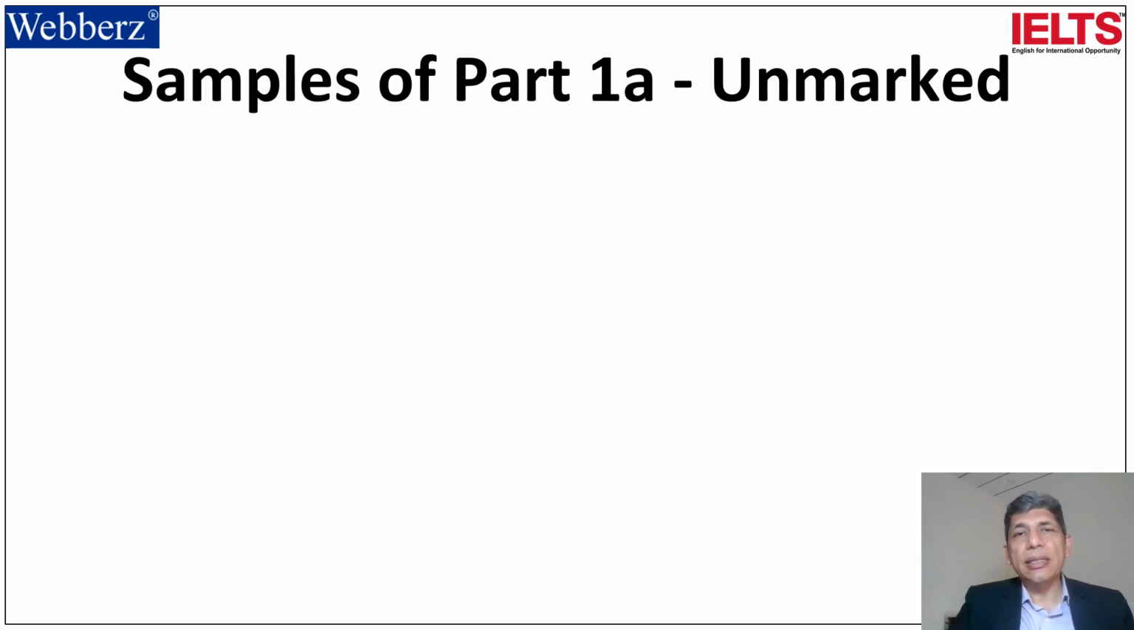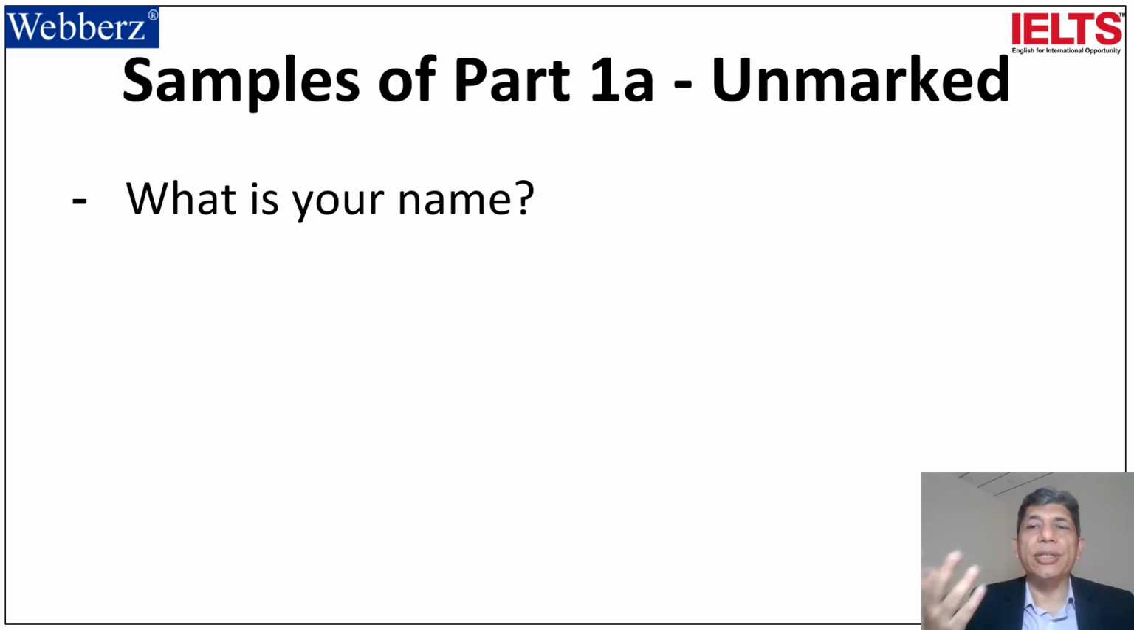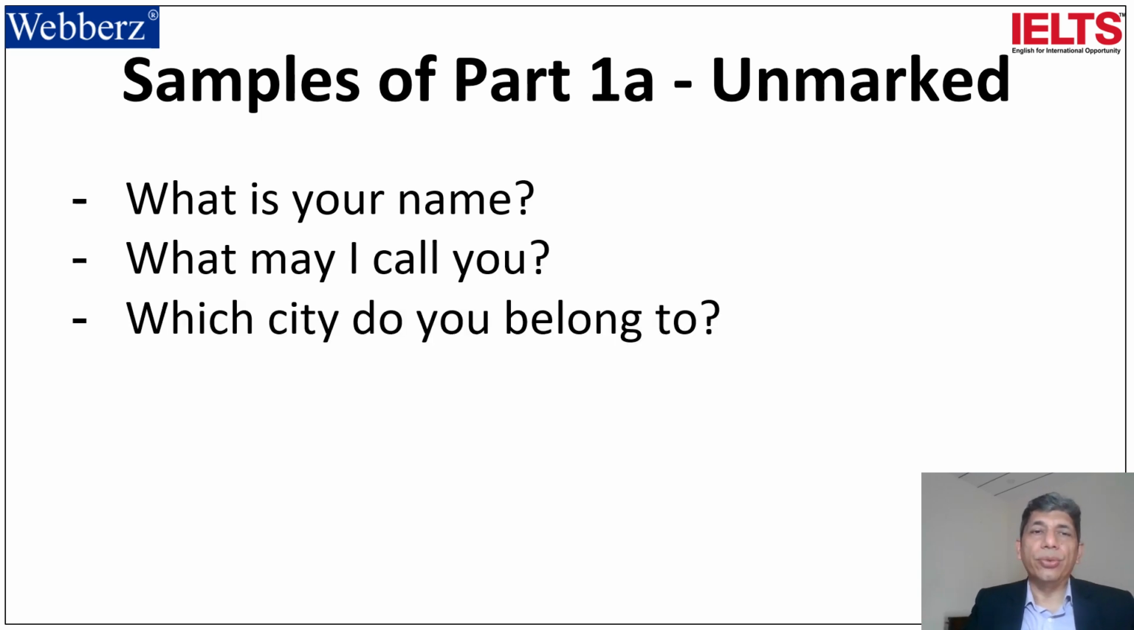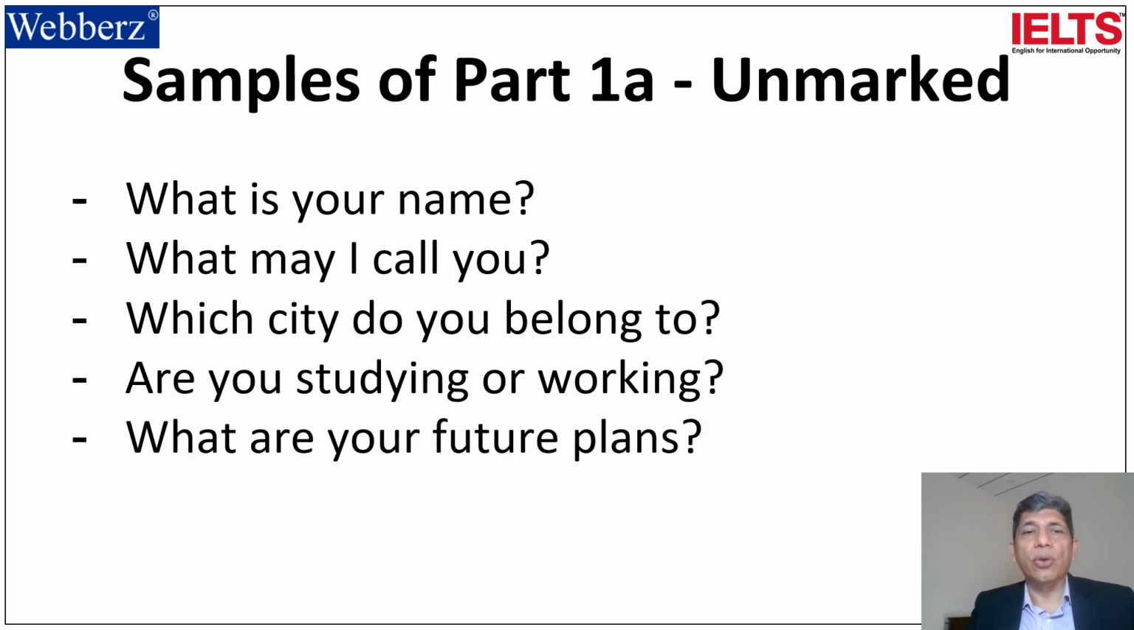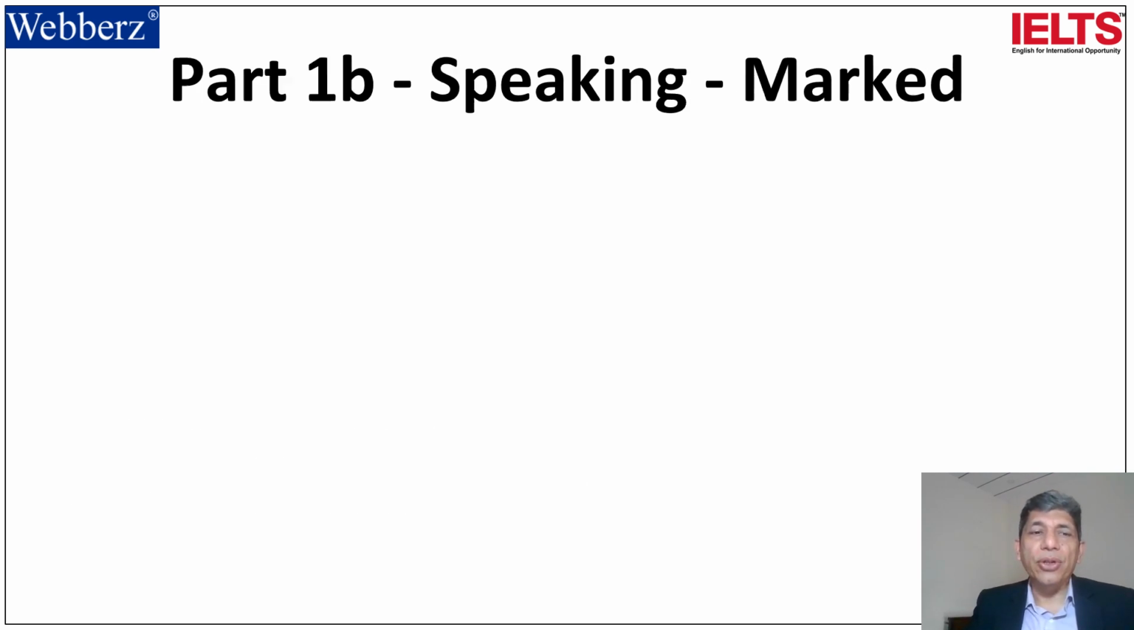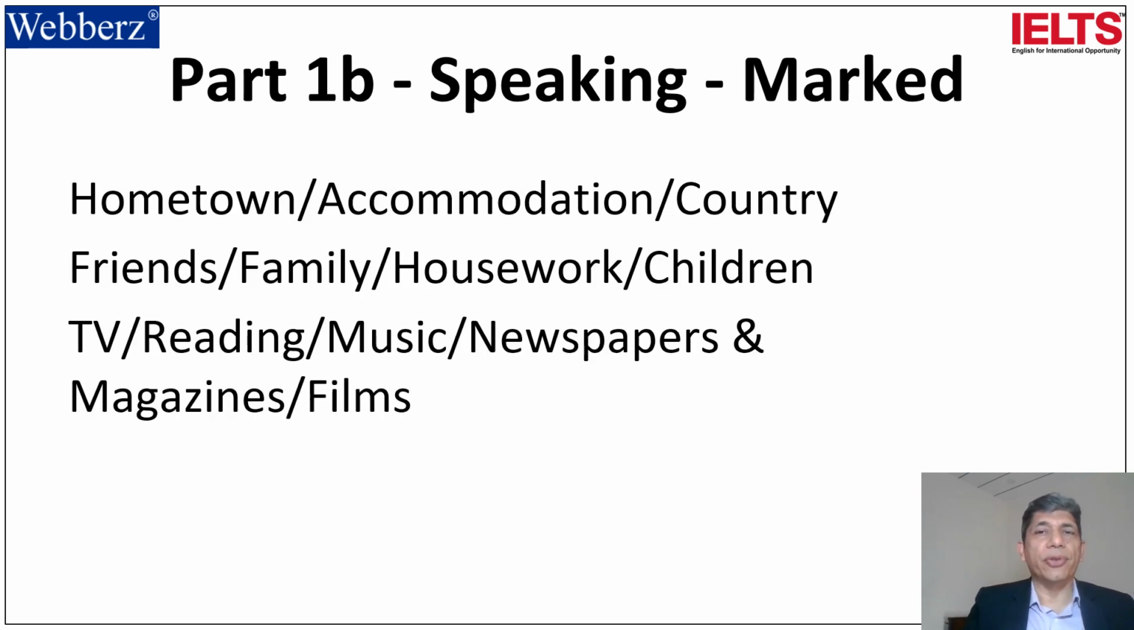Now, some samples of unmarked questions: what is your name? What may I call you? Which city do you belong to? You don't expect them to give you a 7-band score based on these memorized questions. It's not possible. You'll have memorized answers for every one of them. Are you studying or working? What are your future plans? Tell me about yourself.